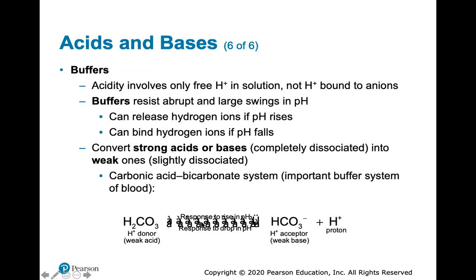I don't know why these letters are here. That should just be an arrow. But what we have is a weak acid, and it can become a weak base and a proton donor through this carbonic acid and bicarbonate system. What this buffer system is important for is carrying carbon dioxide in the blood, and it will change into either a weak acid or a weak base in order to carry the carbon dioxide through the blood.